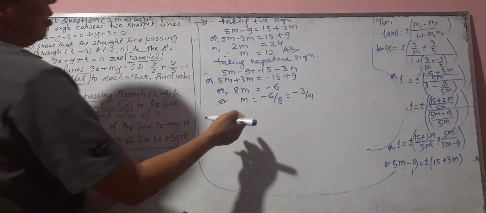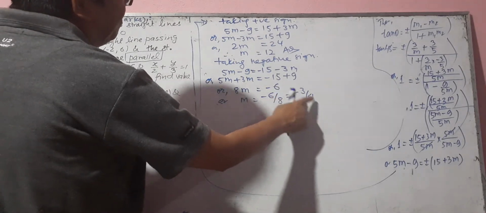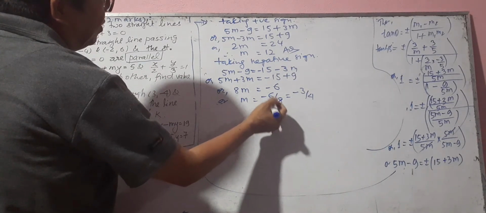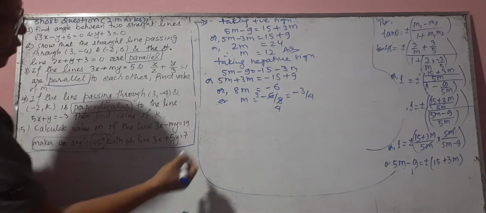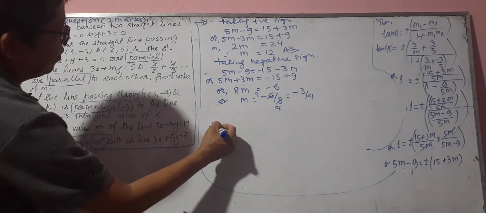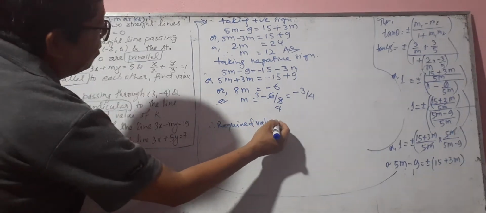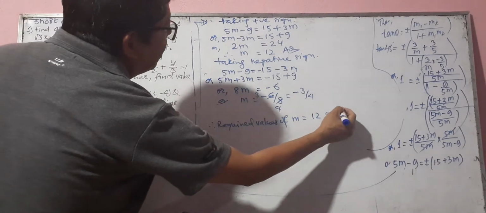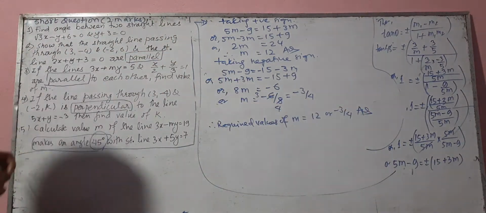The common factor of 6 and 8 is 2, so we cancel them, and the remaining is minus 3 by 4. Therefore, the required values of m are 12 or minus 3 by 4. This completes the solution of 5.